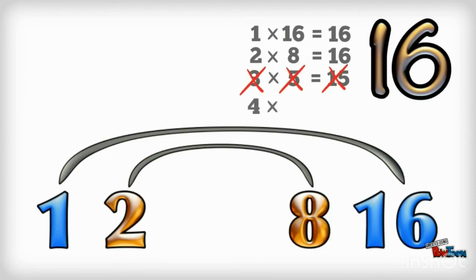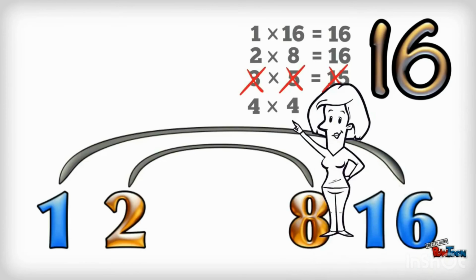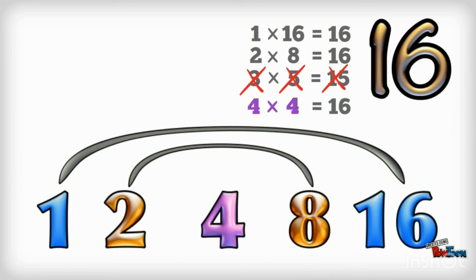Now 4 times the number. 4 times 4 is 16. When a number is multiplied by itself, like the 4 times 4, we just put it in the factor listing once, without any arc. And there are no more factors, we've found them all.